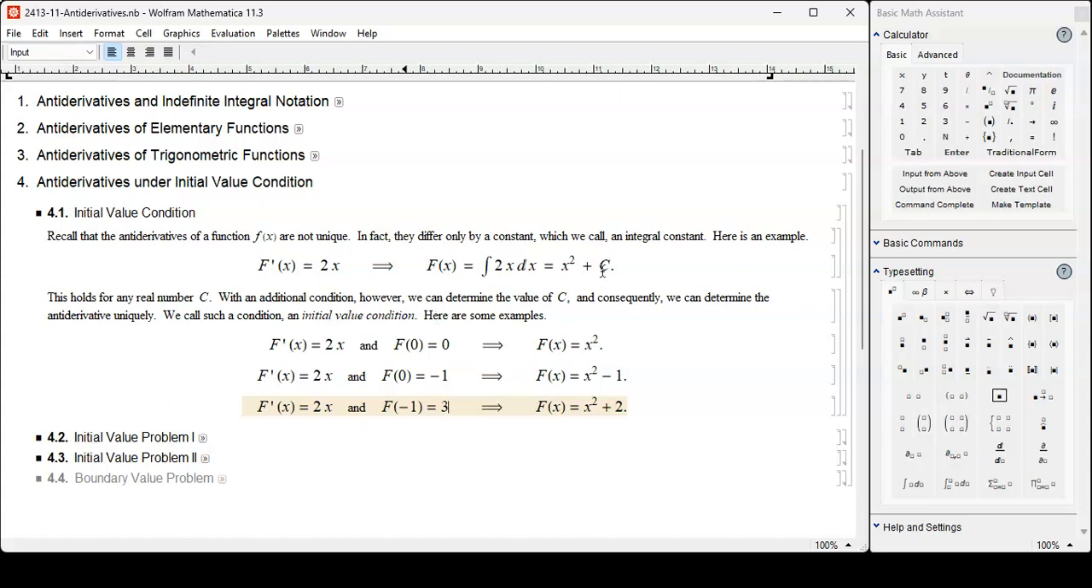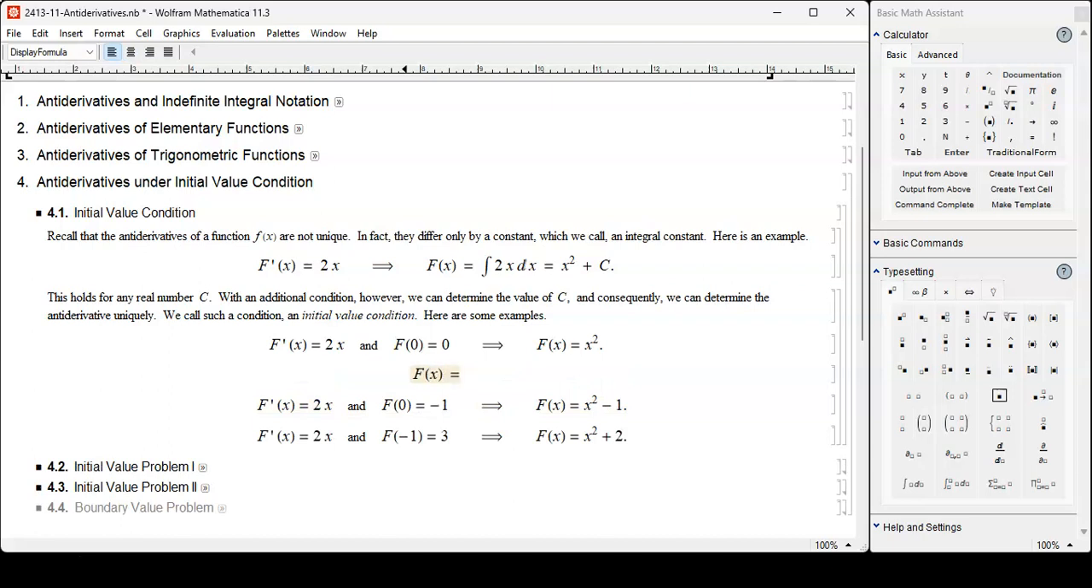How do you do that? Well, you see, f of x is x squared plus c, right? And then f of 0 is 0, so 0 squared plus c is 0. From there, what do you get? 0 squared is, of course, 0, so c is 0. So if c is 0, it just drops out. And then that's what you get.